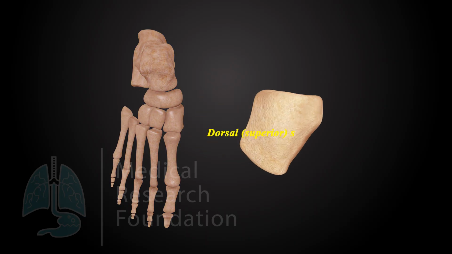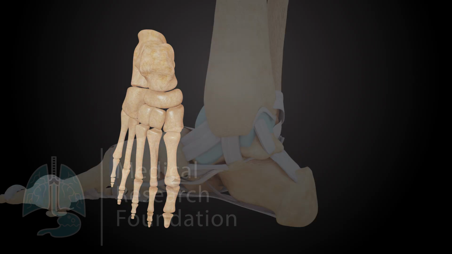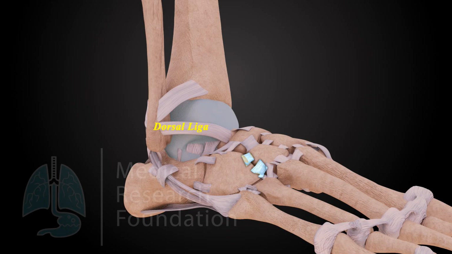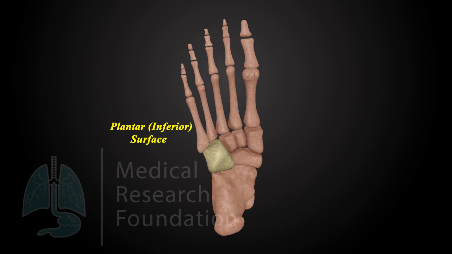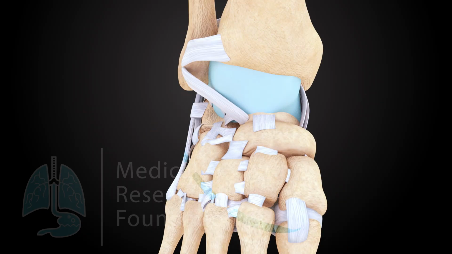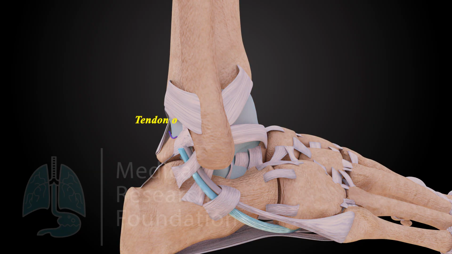Dorsal, superior surface is rough and flat. It is directed upward and laterally and provides attachment to dorsal ligaments of the foot. Plantar, inferior surface presents an oblique groove in its distal part for the passage of the tendon of peroneus longus.